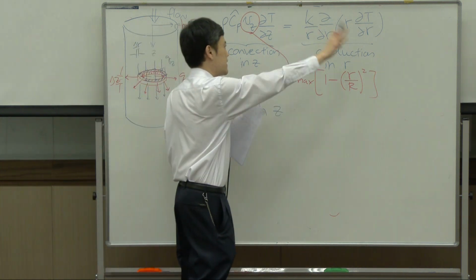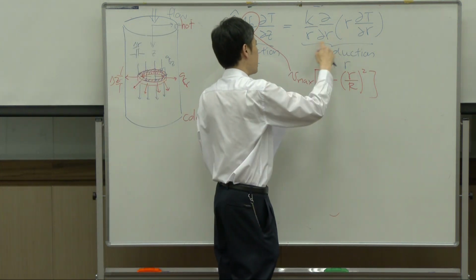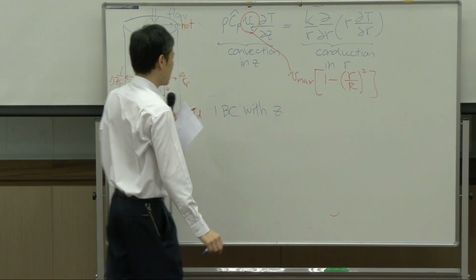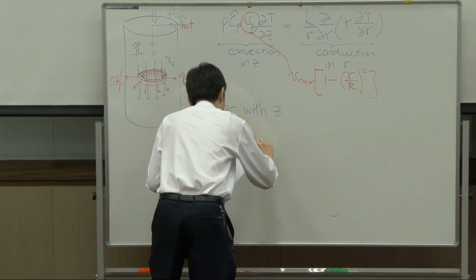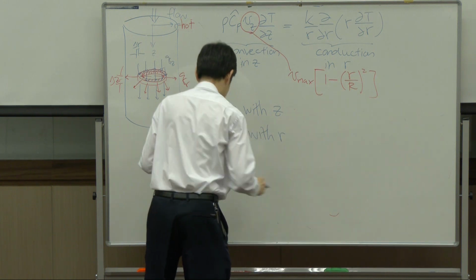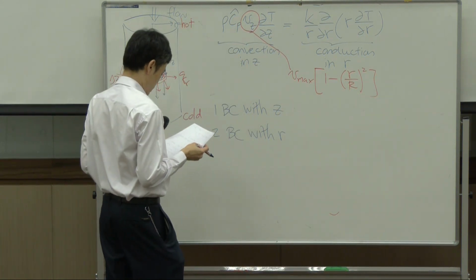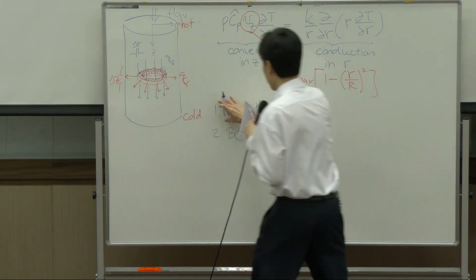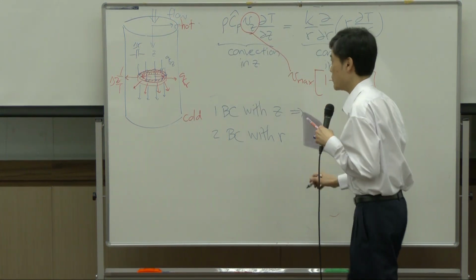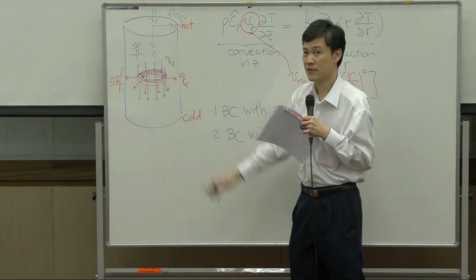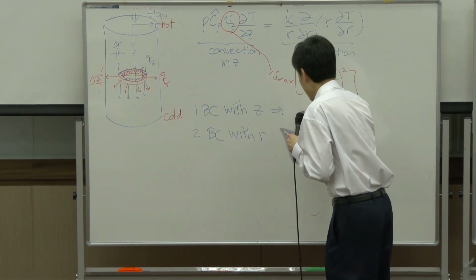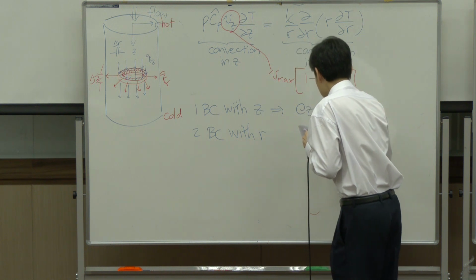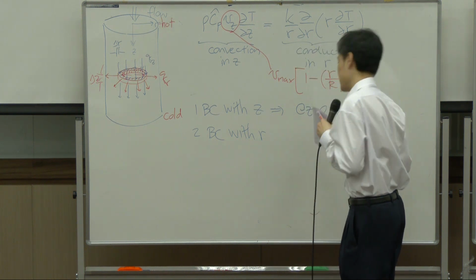On the right-hand side, you have second-order differentiation with respect to r. That means you need two boundary conditions with respect to r. What do we know? One boundary condition with respect to z, we know that entering temperature is one value. So that means at z equal to 0, any r.